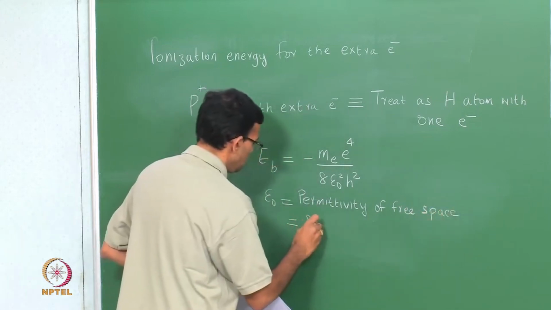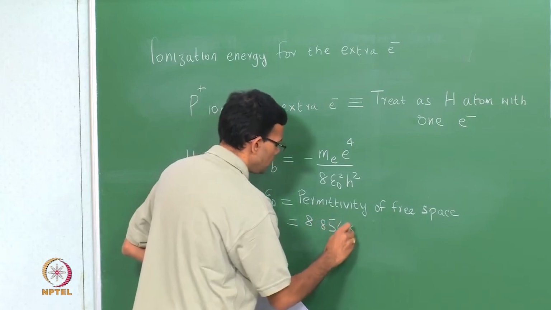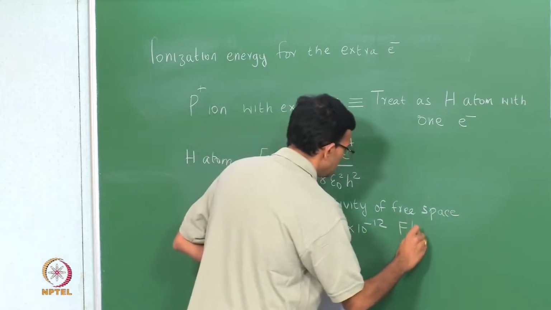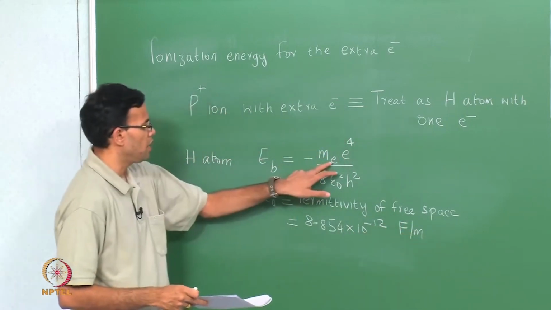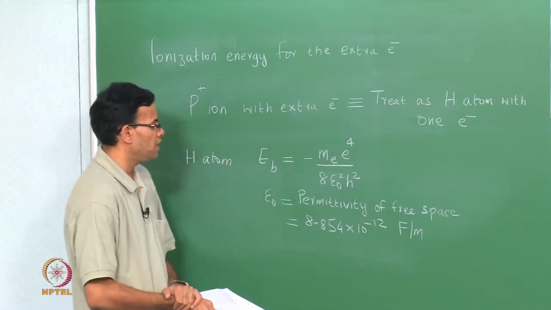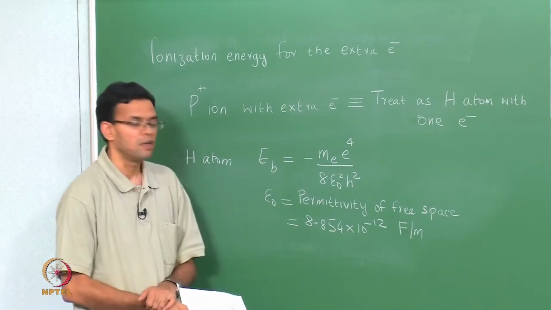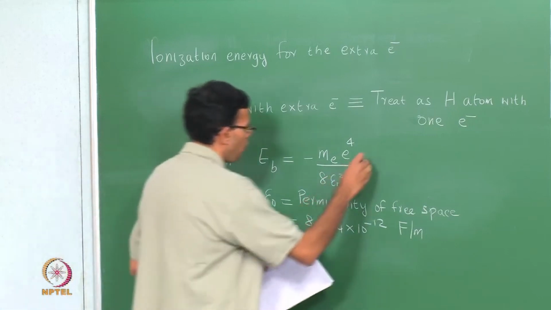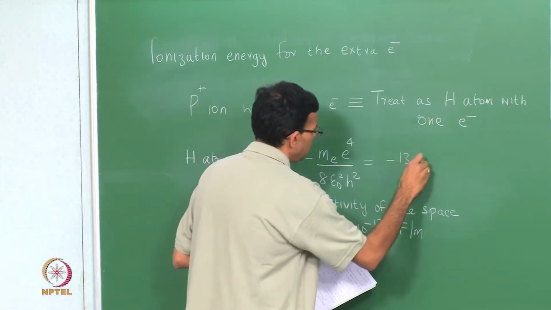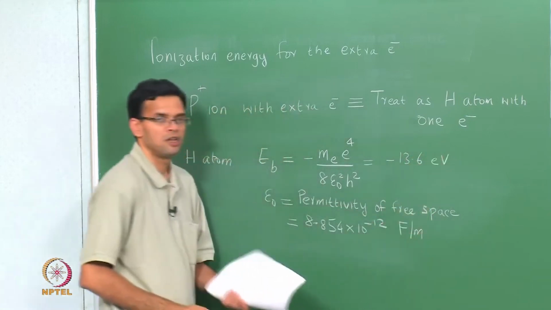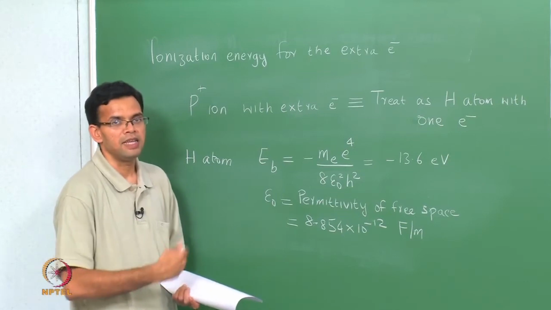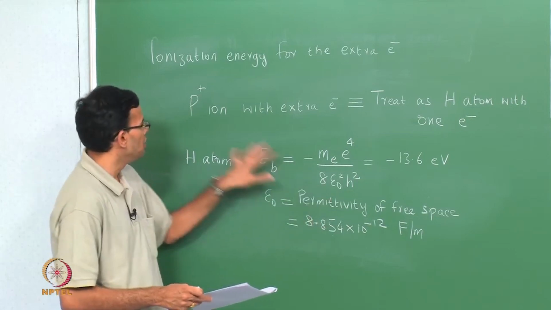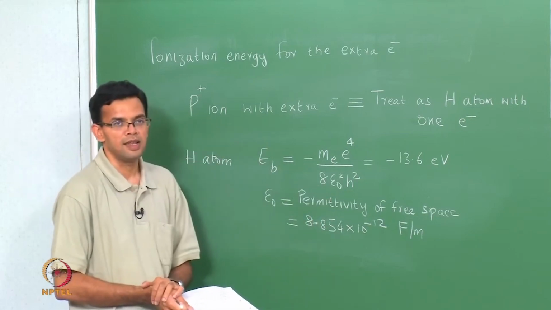It is equal to 8.854 times 10 to the minus 12 farads per meter. So, m_e, the mass of the electron, e to the 4 divided by 8 epsilon naught squared h squared. This is the binding energy of an electron in the hydrogen atom. If you solve this, you get a value of minus 13.6 electron volts. The negative energy tells you that it is a binding energy, it is lower than 0. We will take this expression and modify it for the phosphorus atom within the silicon lattice.